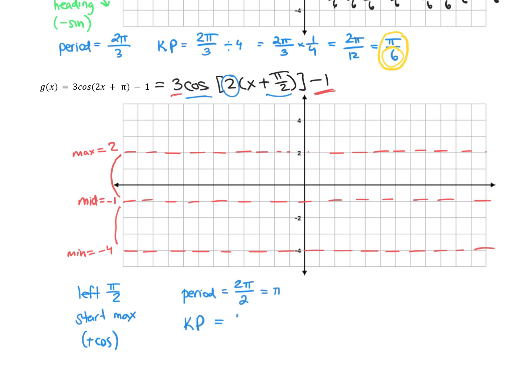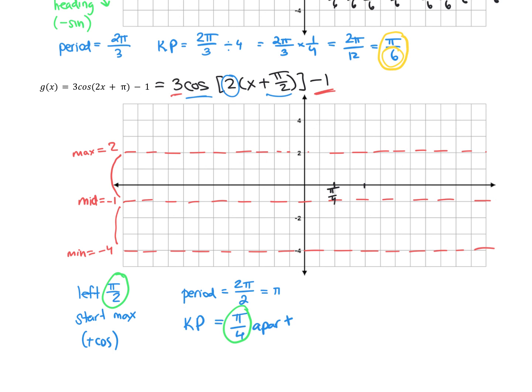For my key point, we take that pi and divide it into the 4 quadrants, 4 segments. So pi over 4 radians apart for those key points. So now when I'm picking my scale, I'm looking at my key point, I'm looking at my phase shift, the denominators are 2 and 4, pi over 4 would be a great scale. And you know what, this time I'm gonna do every 2 boxes is pi over 4, so the scale doesn't get as cluttered. So here's pi over 4.